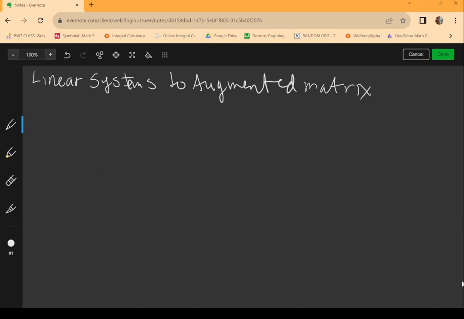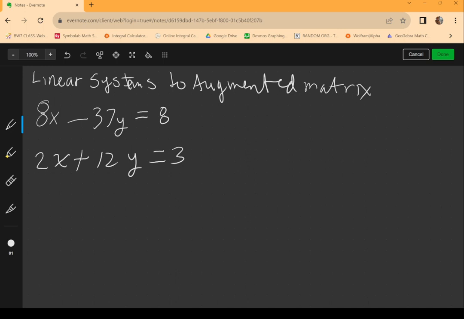Okay, so before, our setup for our problem was something like this. A type of problem that we would be asked to solve would look something like this. And then we say, all right, solve for x and y, and we would apply methods that we had learned.